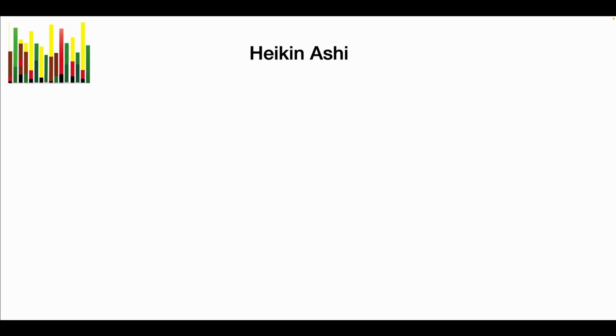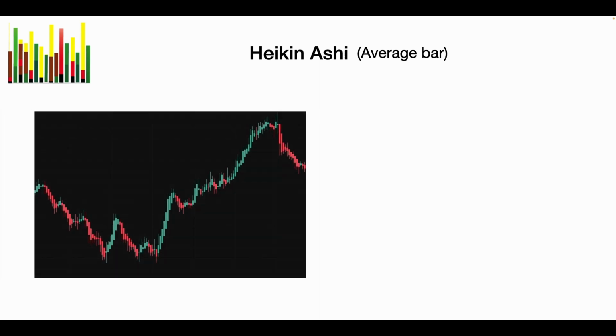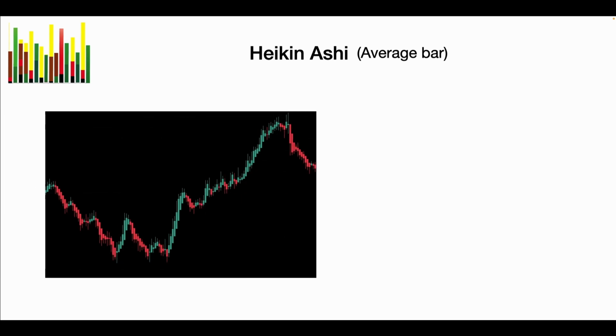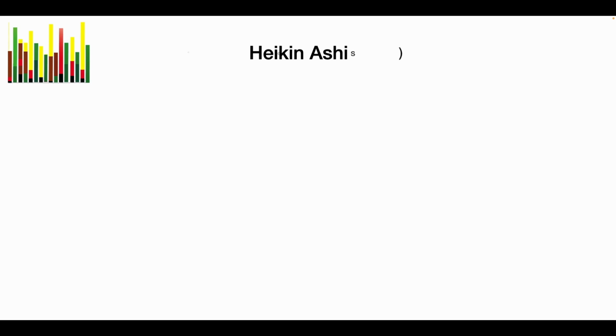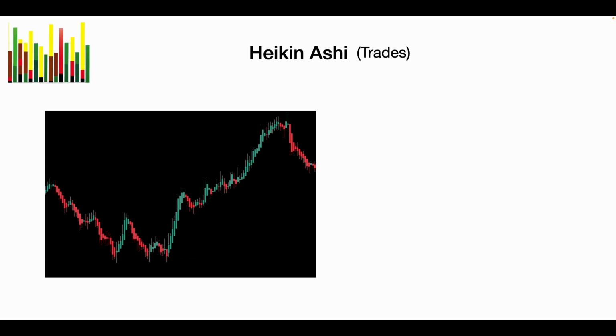Heikin Ashi means average bar in Japanese and is a very powerful trading tool. It uses candlestick charts to visualize market price data, and I personally use it to spot market trends and predict future prices. The charts are definitely more readable as it uses the average price data that filters out the market noise. With no market noise, our charts are more clear, we make better decisions, and we have better signals. We can identify when we should hold on to a trade, pause a trade, or identify a potential reversal.